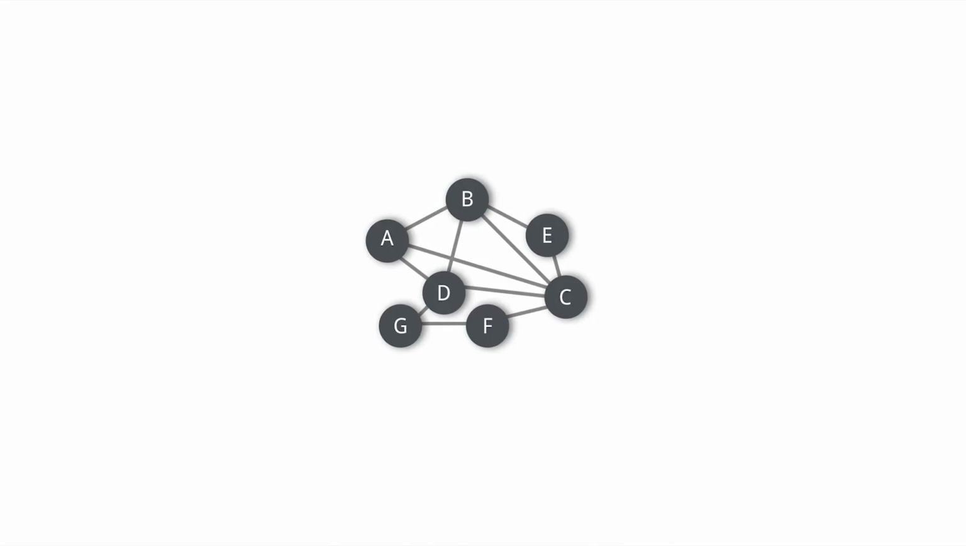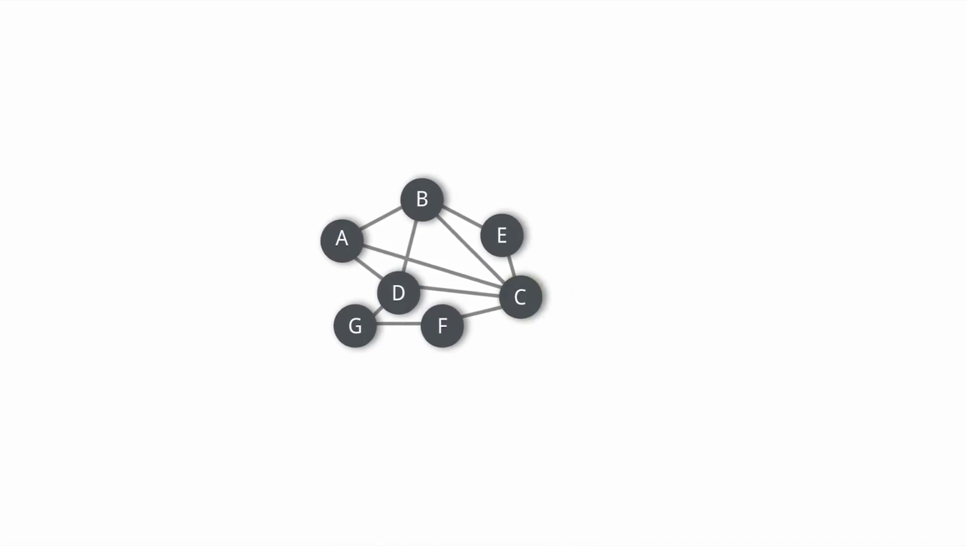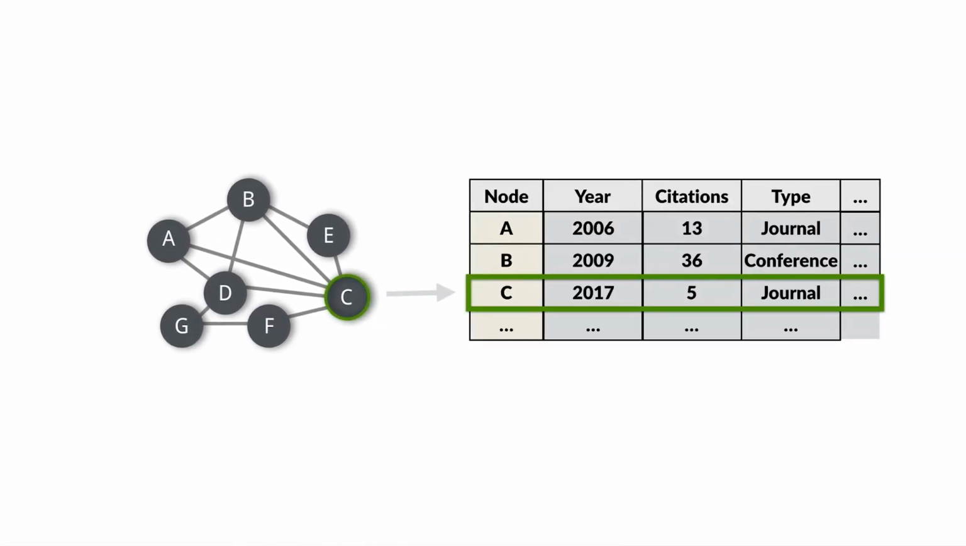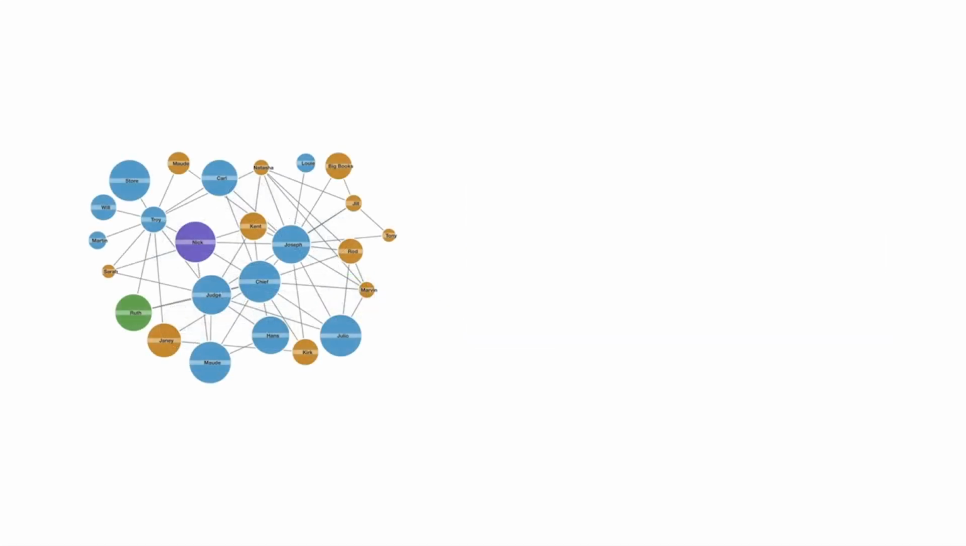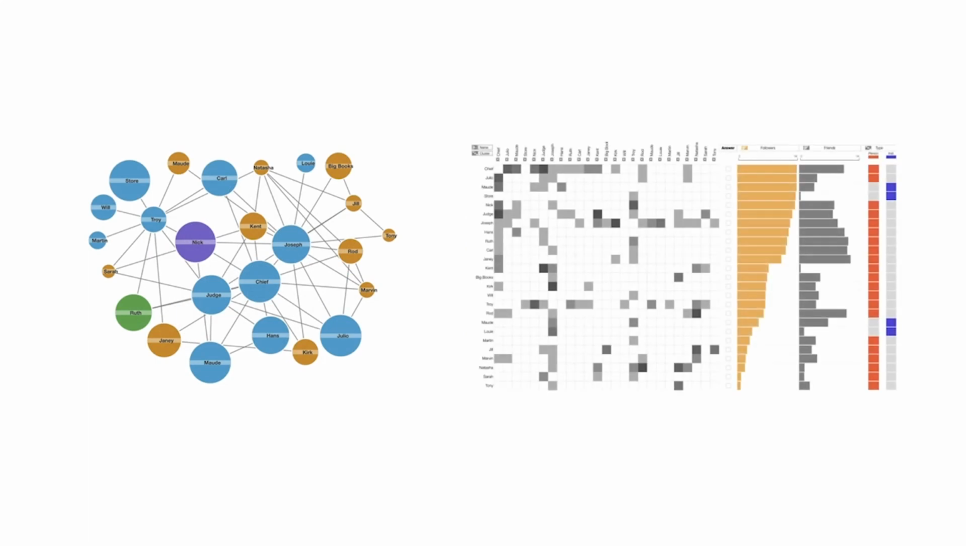Multivariate networks are those that have both the structure of the graph as well as attributes associated to the nodes and edges. In this work, we conduct a crowdsourced user study to compare the two most common forms of visualizing multivariate networks, the node-link diagram and the adjacency matrix.